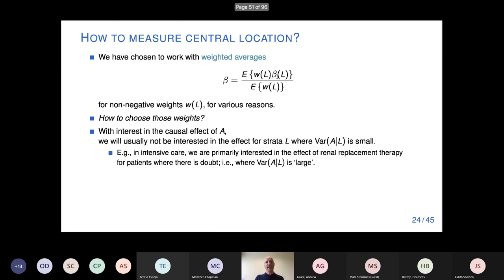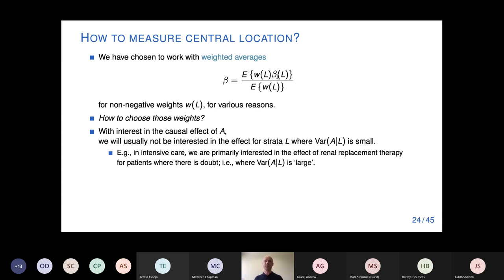How to choose those? Well, if we're interested in the causal effect, if you like, of exposure on outcome, then I think we're usually not so interested in the effect for those strata where there's not a lot of exposure variability. In intensive care, for instance, if we focus on the effect of renal replacement therapy, there's going to be a lot of patients for whom renal replacement therapy is just not an option on the table. And there may also be patients who are almost guaranteed to receive renal replacement therapy based on what we know about them. For those patients, I don't think we're really so interested in learning the effect of renal replacement therapy on outcome because they're almost guaranteed to either get it or not get it. And moreover, the data don't really carry much information about the effect of the therapy.